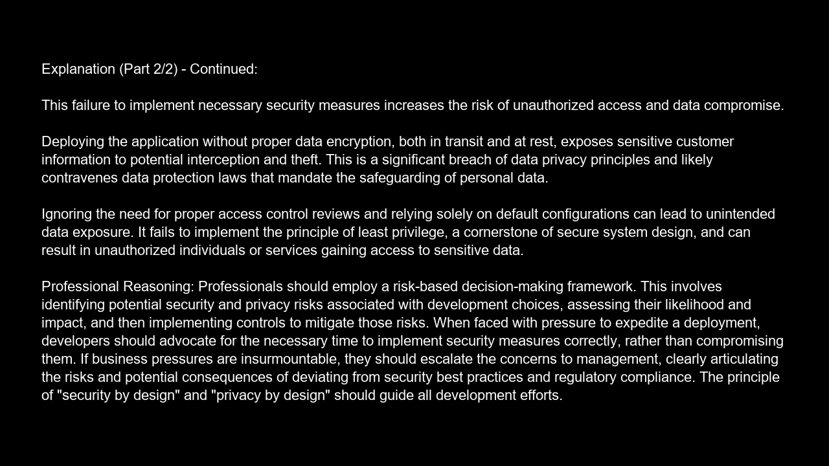This involves identifying potential security and privacy risks associated with development choices, assessing their likelihood and impact, and then implementing controls to mitigate those risks. When faced with pressure to expedite a deployment, developers should advocate for the necessary time to implement security measures correctly, rather than compromising them. If business pressures are insurmountable, they should escalate the concerns to management, clearly articulating the risks and potential consequences of deviating from security best practices and regulatory compliance.